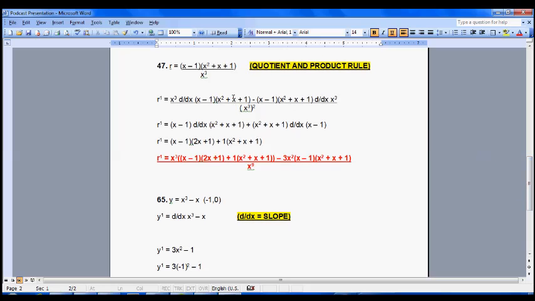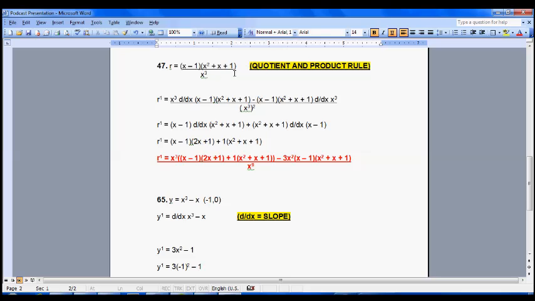Alright, so for 47, this is kind of a little bit of a mixture, because what we're going to be doing is using both the quotient rule and the product rule. Now, we already know about the quotient rule from, I think it was number 17.